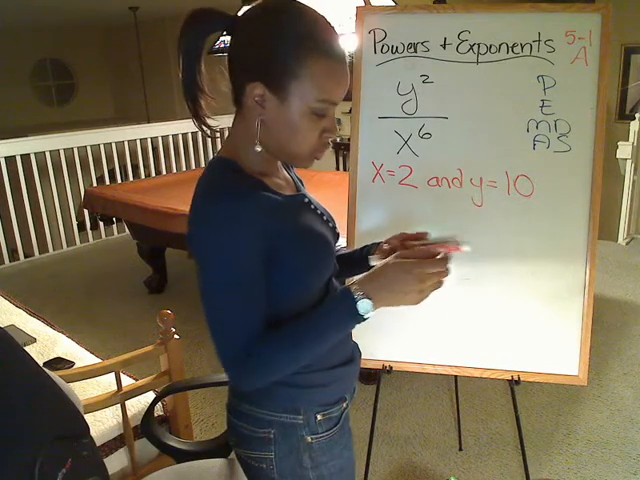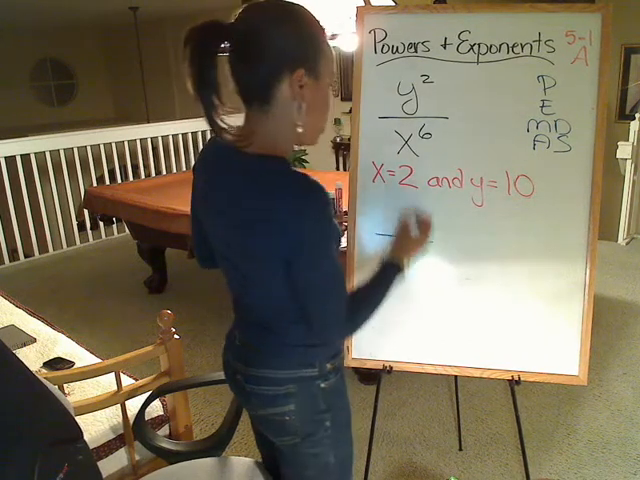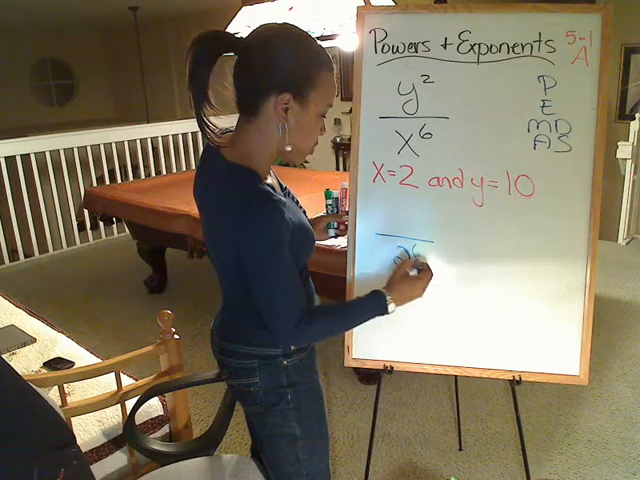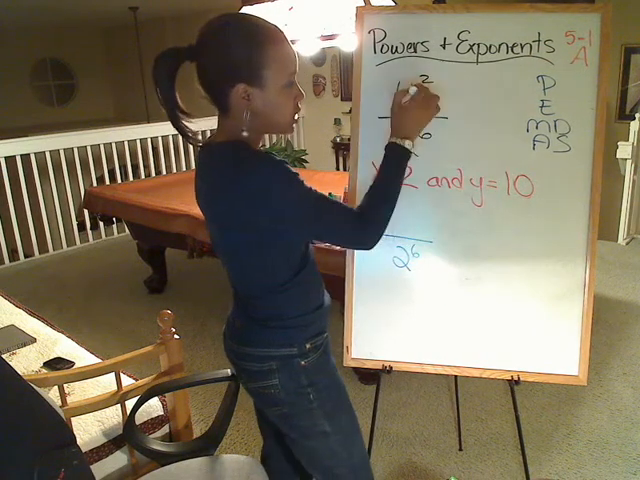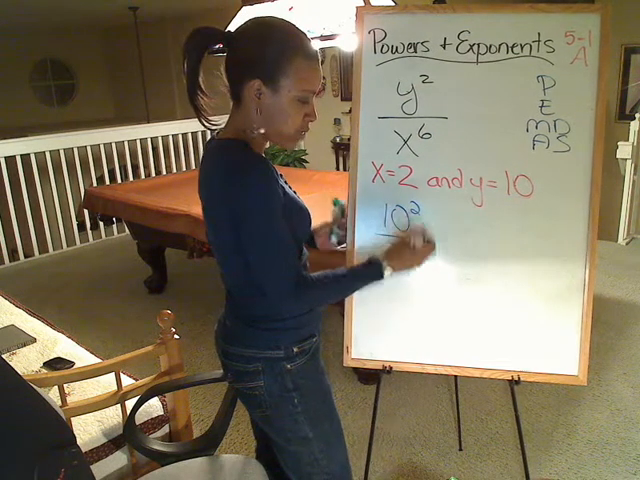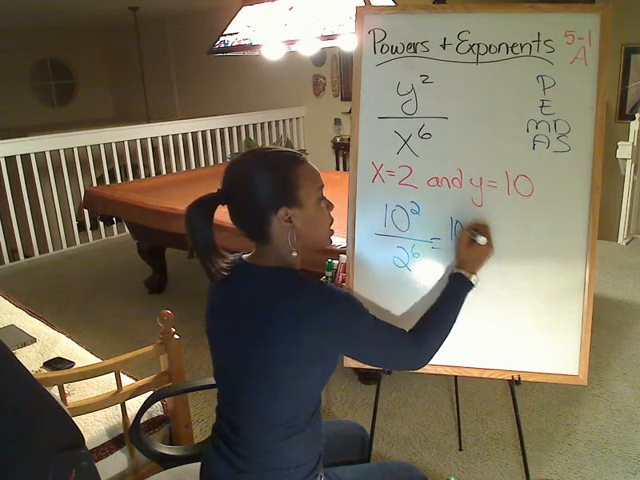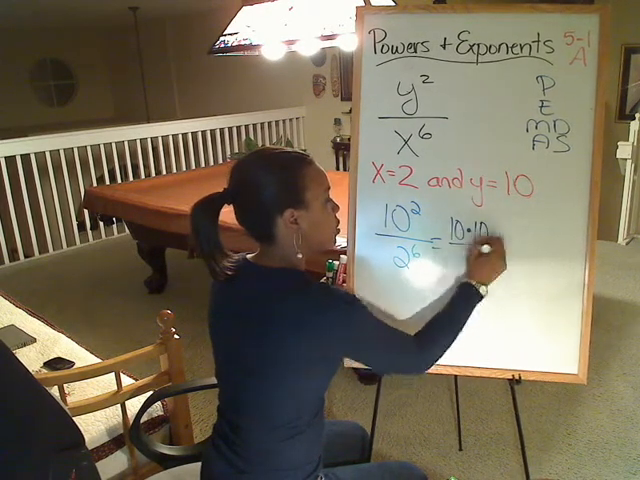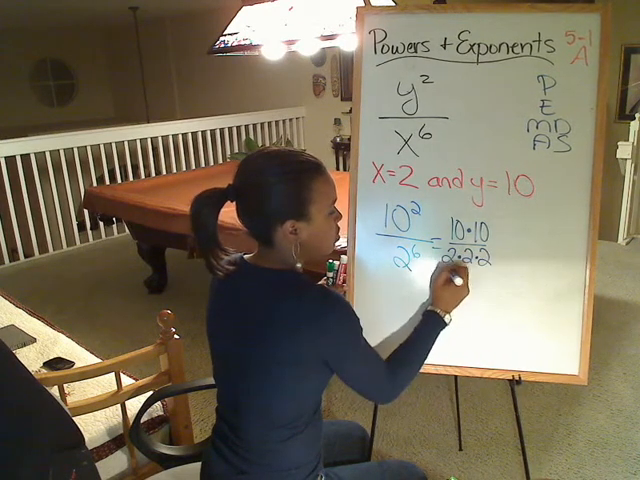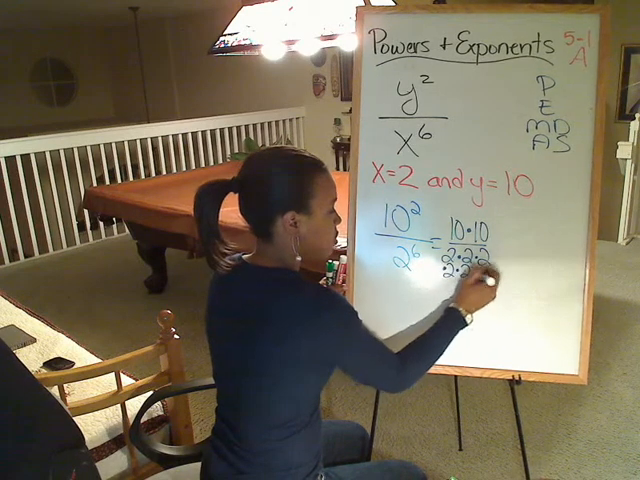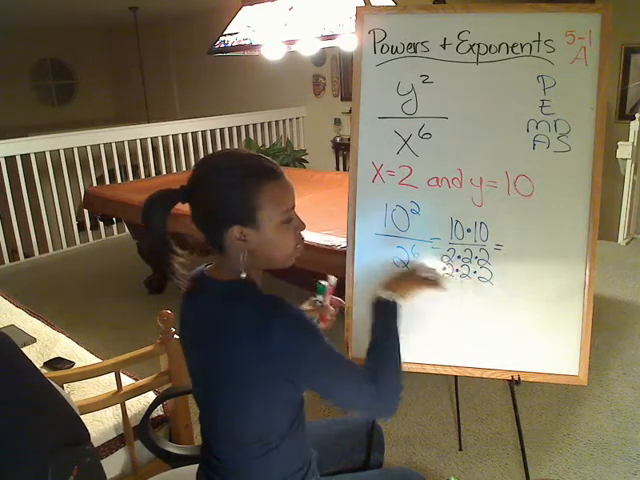If x equals 2, that means you're going to have 2 to the sixth power on the bottom because x equals 2. So you got to put the 2 right here. Y equals 10, so you're going to have 10 to the second power. Okay? Then you just do the math. 10 to the second power is 10 times 10 over 2 to the 6 is 2 times 2 times 2 times 2 times 2 times 2. 6 2's. Okay? And I just wrote it like that because I didn't want to run out of space going straight across.